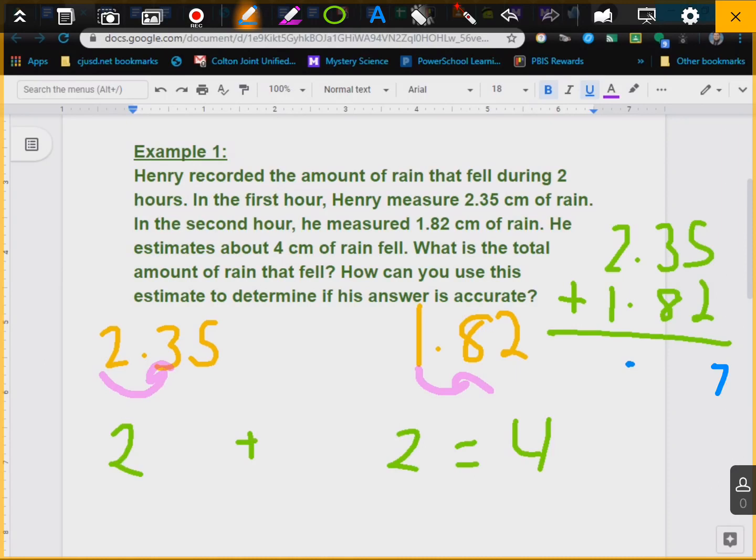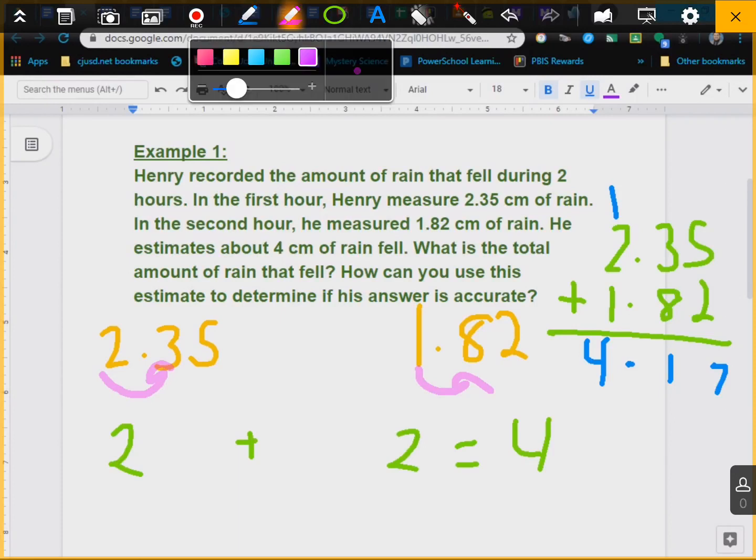5 plus 2 is 7. 8 plus 3 is 11. Carry the 1. 2 plus 1 is 3. Plus 1 is 4. So the answer is 4.17. Now, is Henry's estimate accurate?